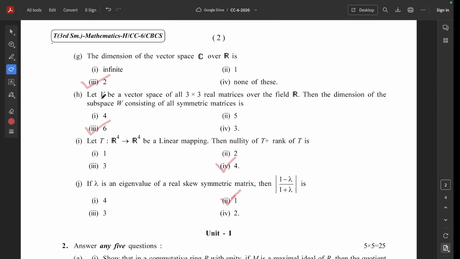Question H. Let V be the vector space of all 3 by 3 real matrices over the real field R. The dimension of the subspace W consisting of all symmetric matrices is, correct option is 3, that is 6.